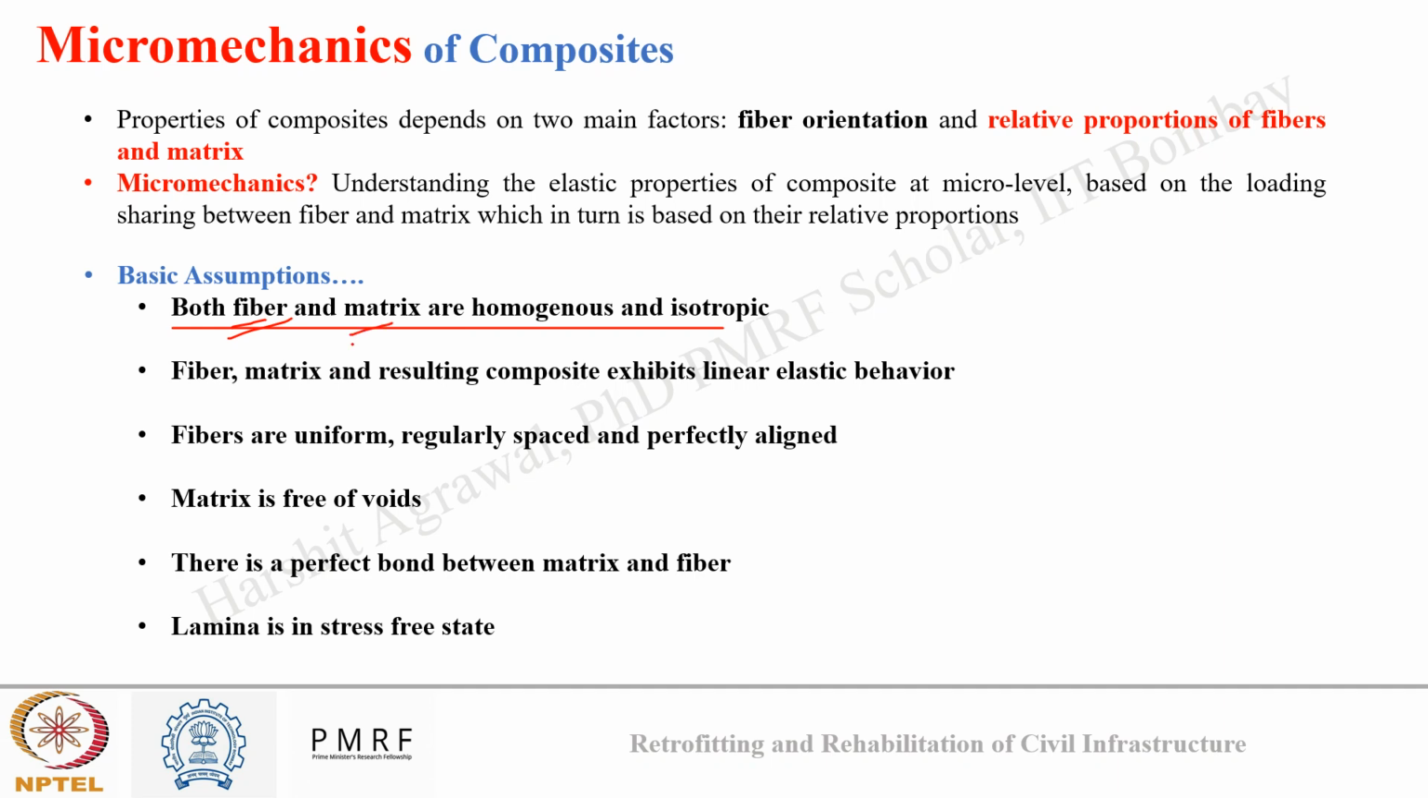And matrix, there is a single matrix only. So both fibers and matrix are homogeneous and isotropic. Right now I'm not taking into account the orientation; the orientation part we have discussed. I'm right now taking into account the proportions and the properties of fiber. Fibers, matrix, and the resultant composite exhibit linear elastic behavior.